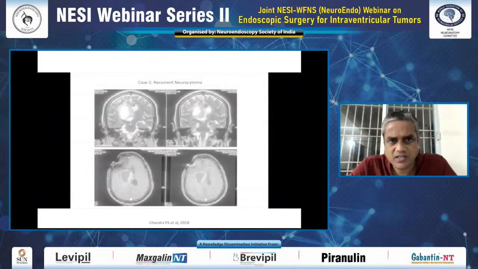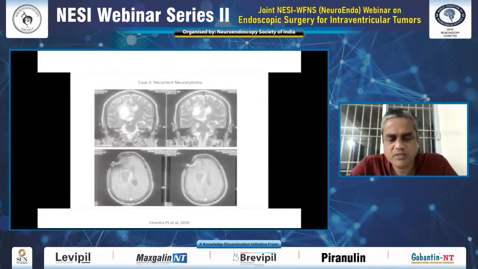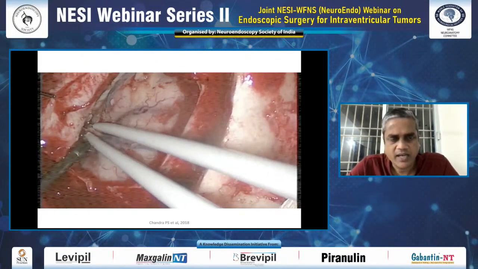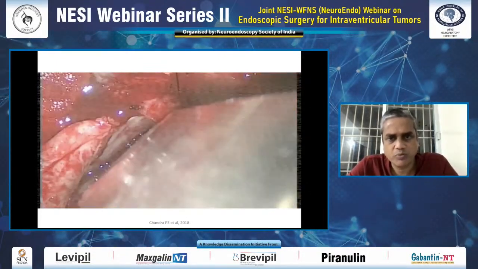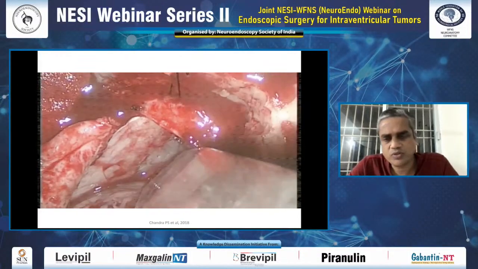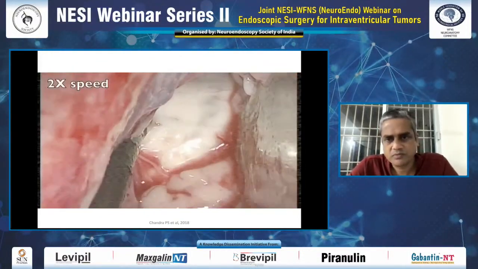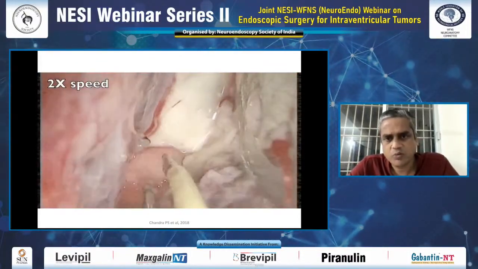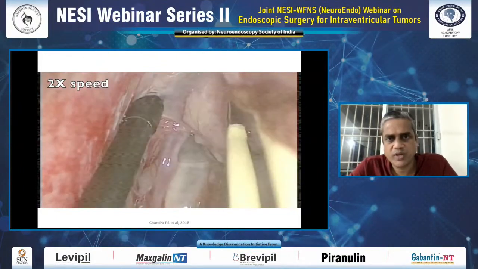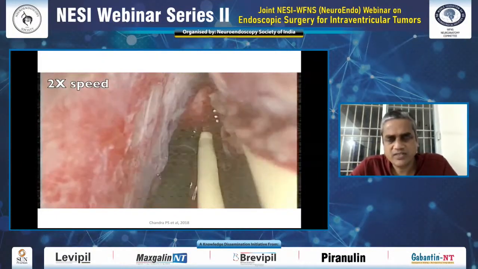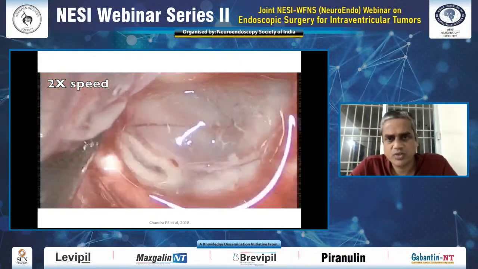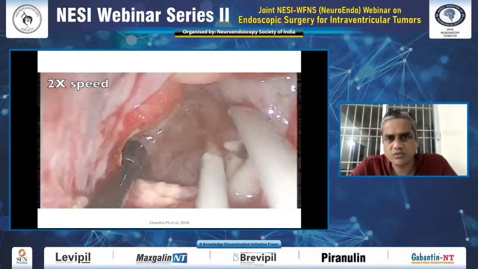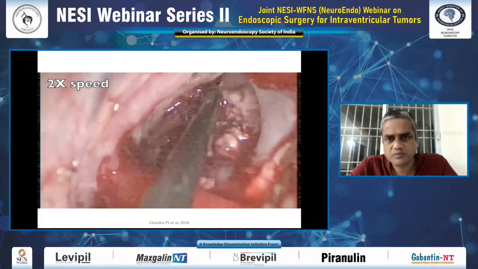Now, this is a large recurrent neurocytoma operated elsewhere. And again, we did an interhemispheric endoscopic approach through a small opening. The earlier approach was through a lateral approach. So now we put wet gel foam on either side, so that when these gel foams expand, they increase the space of access to the tumor, and that's the tumor which is now getting exposed.